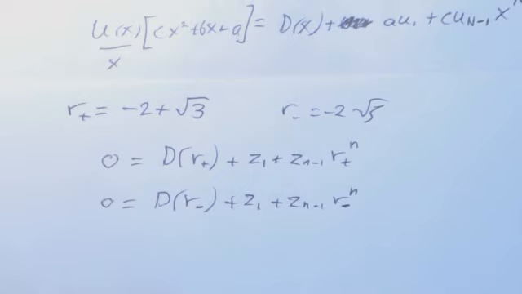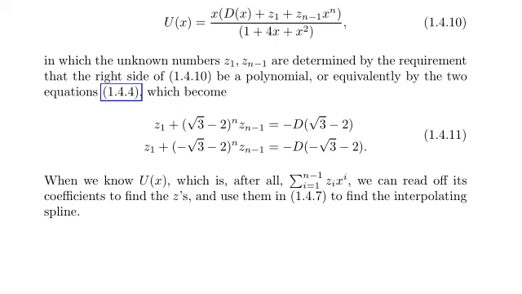And of course we can use these to solve for z1 through zn minus 1. So what's it say next? When we know ux, which is, after all, the sum from i equals 1 to n minus 1 of zi, we can read off its coefficients to find all of the z's and use them in 1.4.7 to find the interpolating splines. So once we know all the z's, we know all of the si's. Okay, so that's the end of that section.